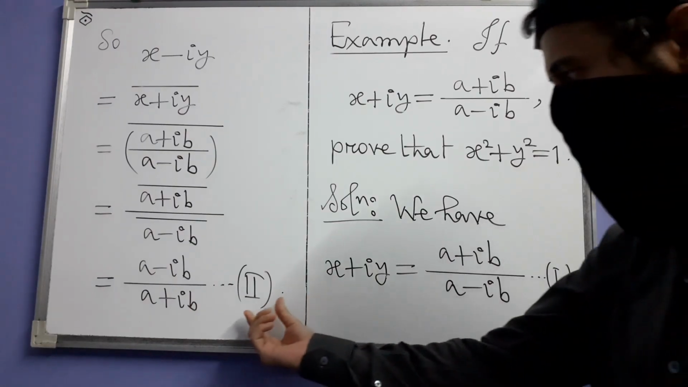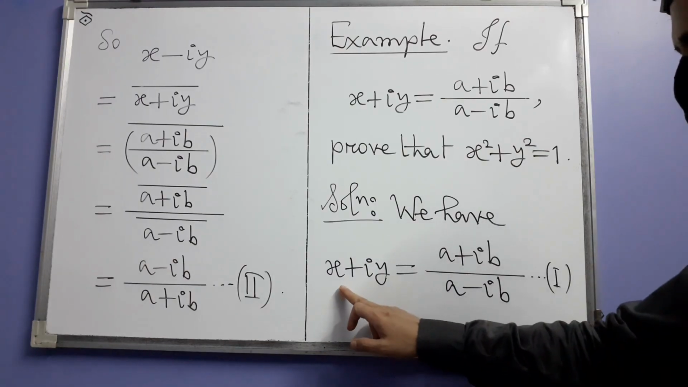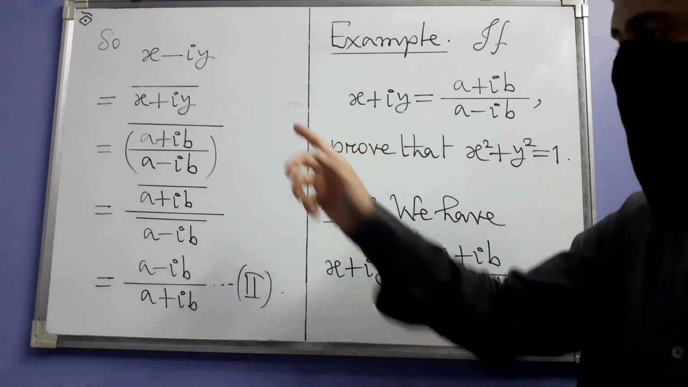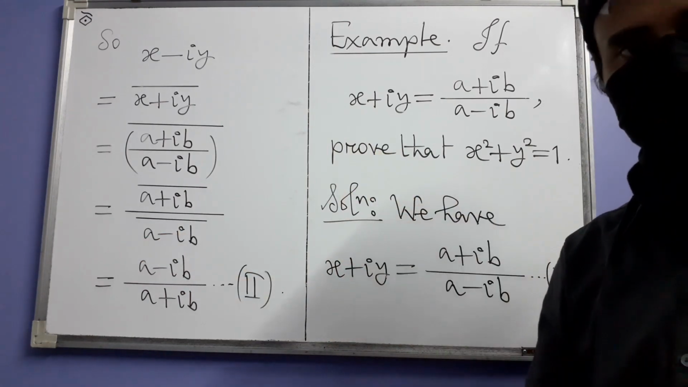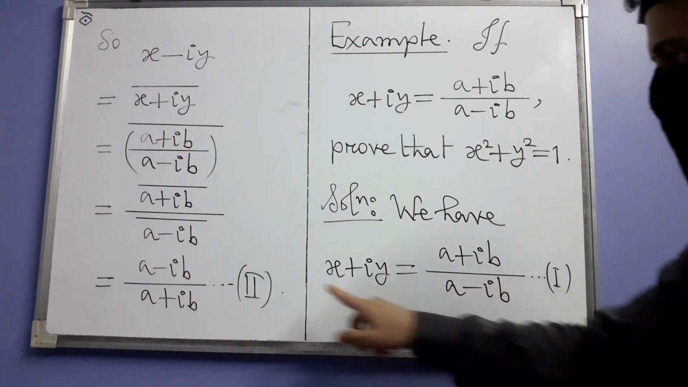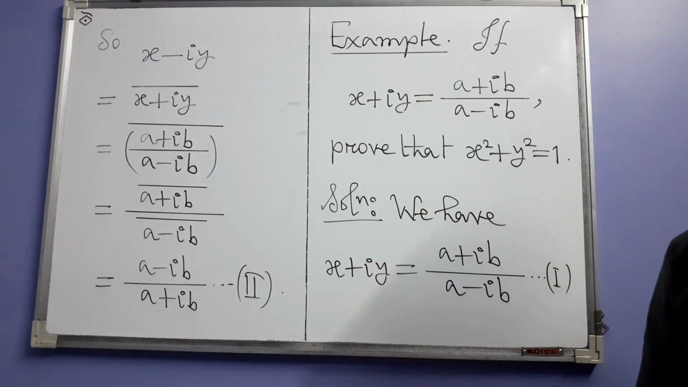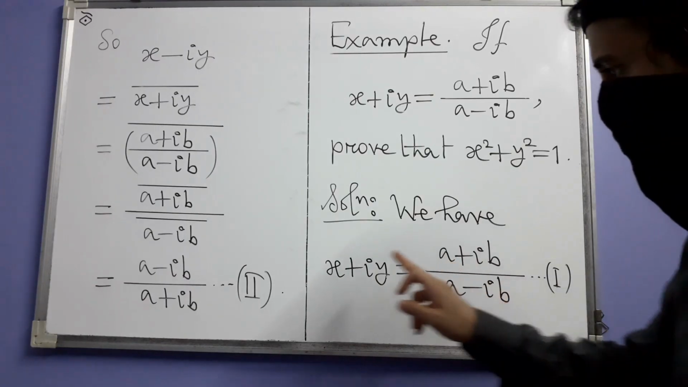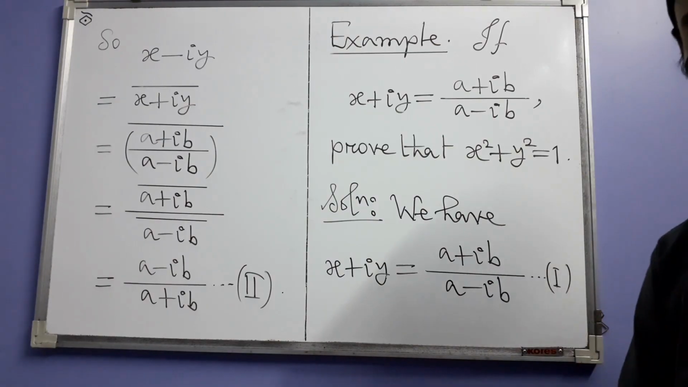We will multiply equations 1 and 2. So that way we will have x plus iy times x minus iy on the left hand side, which will be x square plus y square. And what is the right hand side? This times this. A minus ib and a minus ib cancel each other, and a plus ib and a plus ib cancel each other. So that way you have 1 on the right hand side.